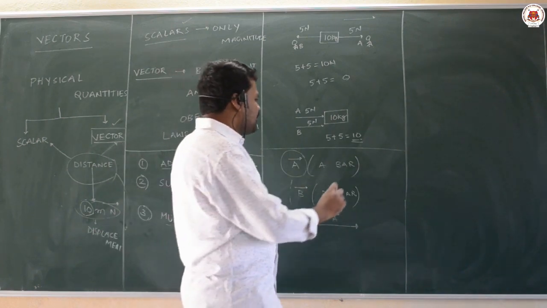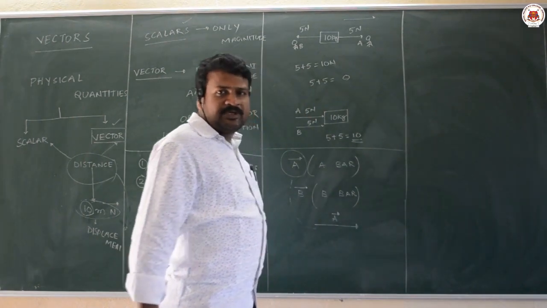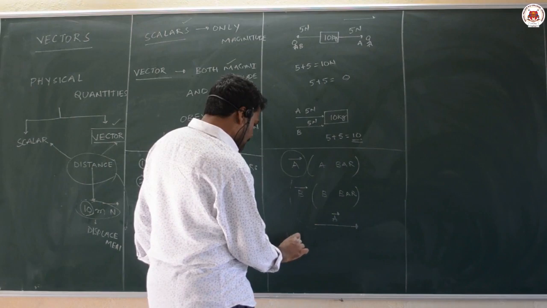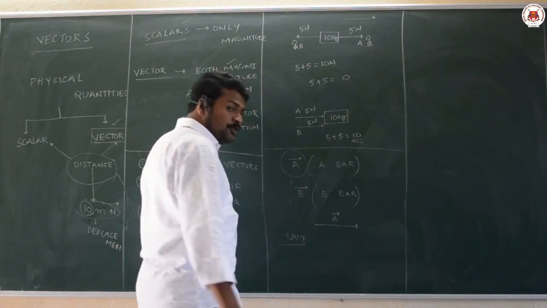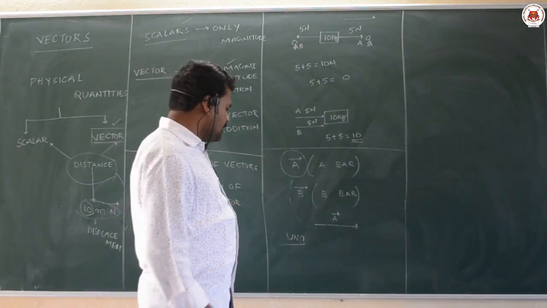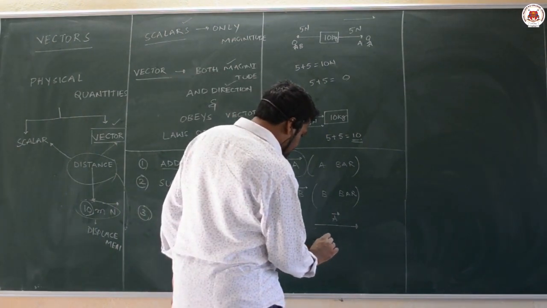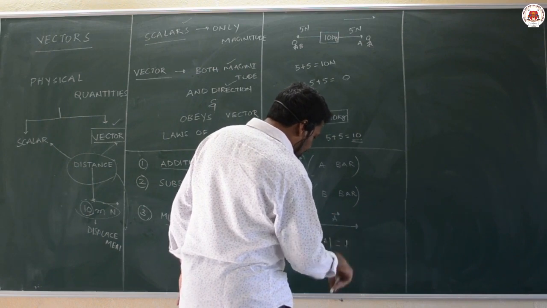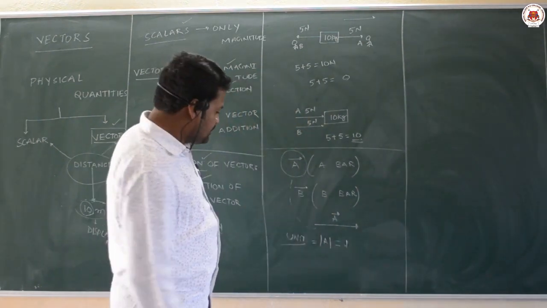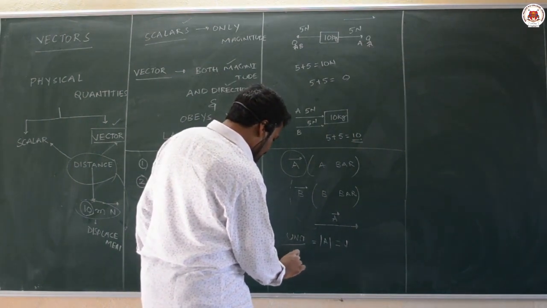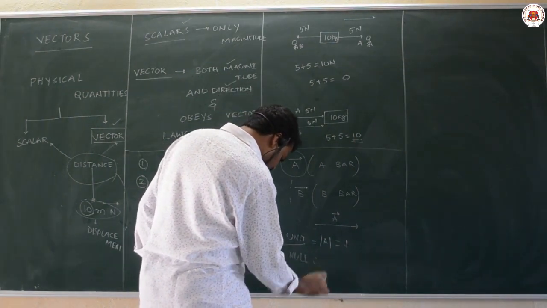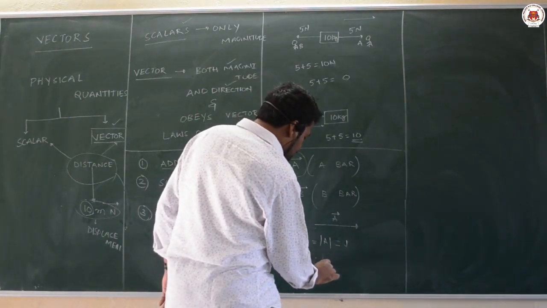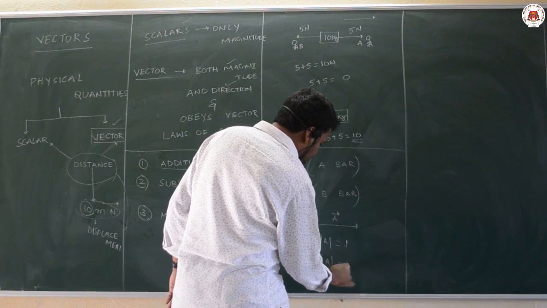And what may be the types of vectors? Types of vectors are: unit vector. Unit vector means a vector whose magnitude is unity. A vector with magnitude 1 can be said to be a unit vector. Next, null vector, just like null matrix in your mathematics. A vector whose magnitude is 0 is called a null vector.